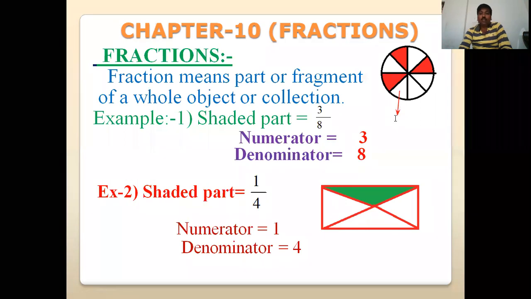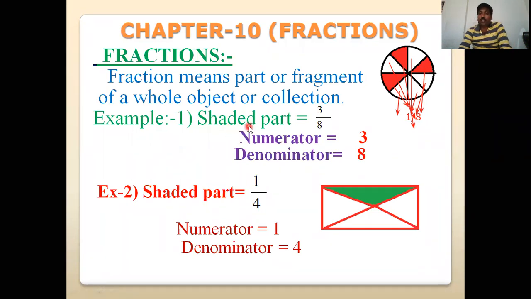Now what is the name of this part? Its value is 1 by 8. And if we want to write the value of each part, each one is also 1 by 8. This part is also 1 by 8, and this part and this part too. Each and every part is called a fraction, that is, 1 by 8.